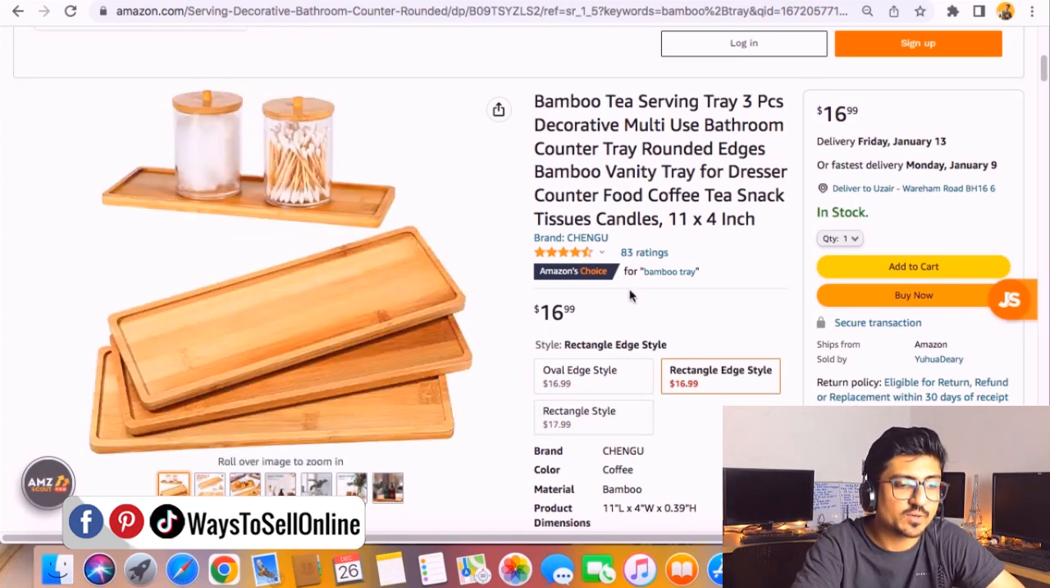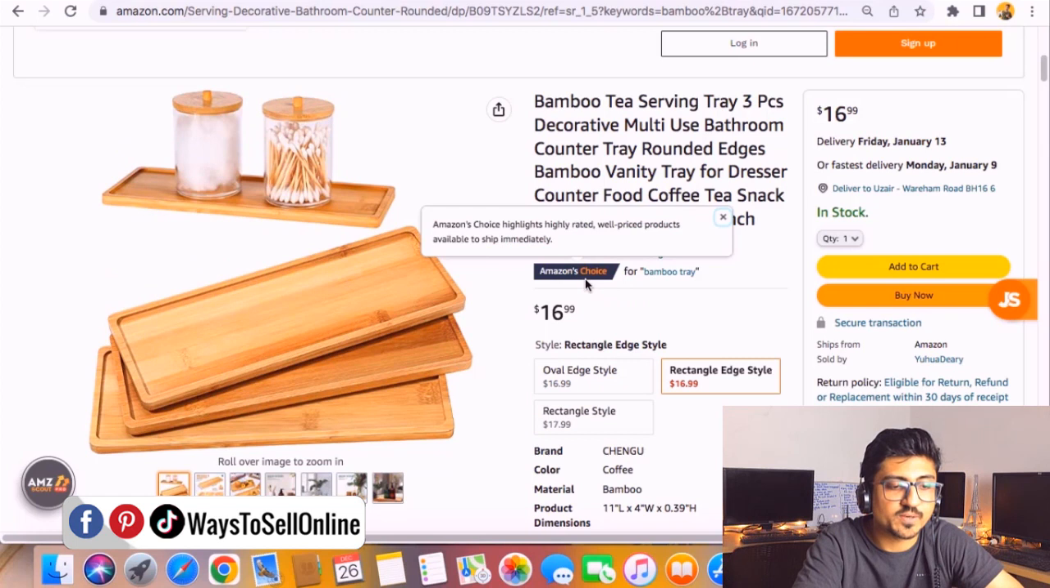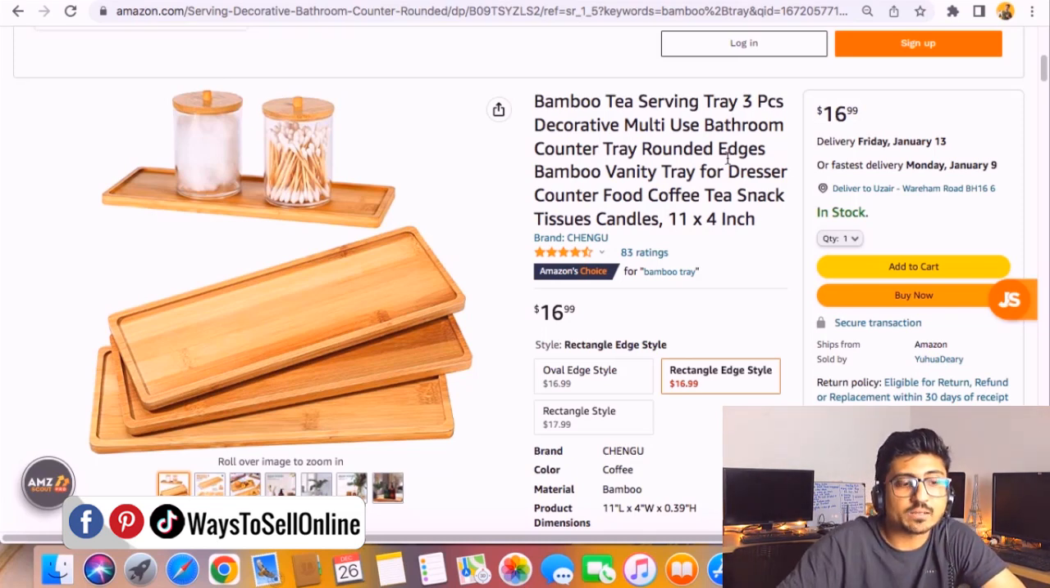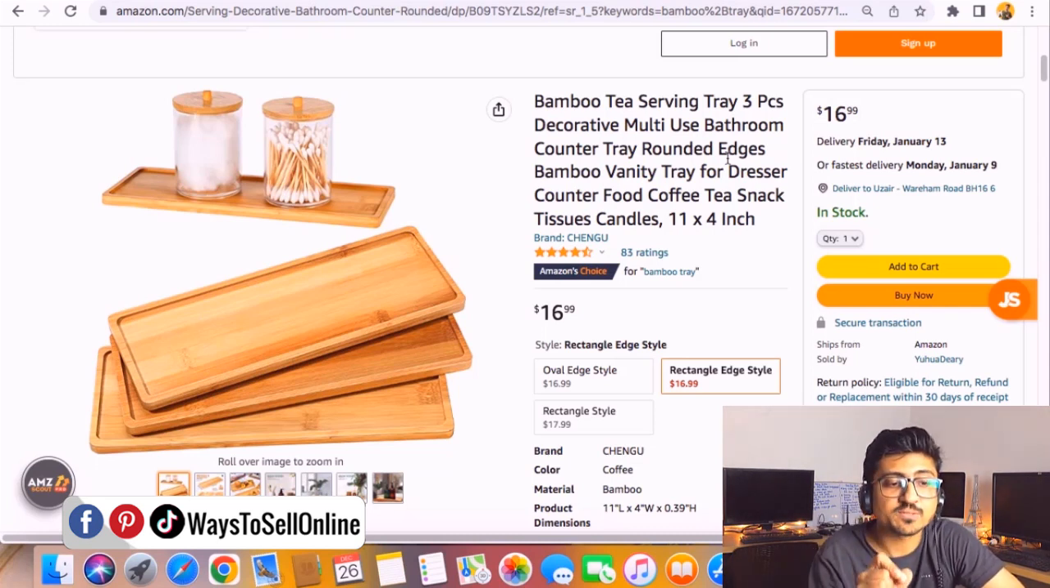So let's look at this listing. You can see that this listing has an Amazon's Choice badge for the keyword bamboo tray. If we start reading the title, you can see: bamboo tea serving tray, 3 pieces, decorative, multi-use, bathroom counter tray, round edges. Just after reading the title and seeing the main image, I can completely understand what this product is. If I purchase this product, I will get a 3-piece bamboo tea serving tray. There is a size mentioned, 11 by 4 inch, and I can use it for tea, snacks, tissues, candles. They have also mentioned a round edges tray, so I can be sure the edges are round and smooth.